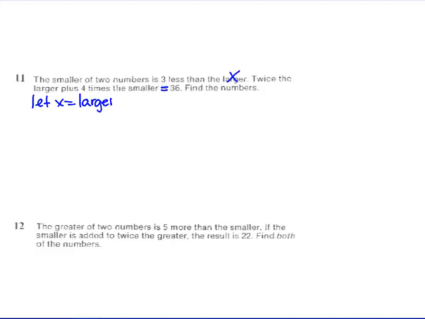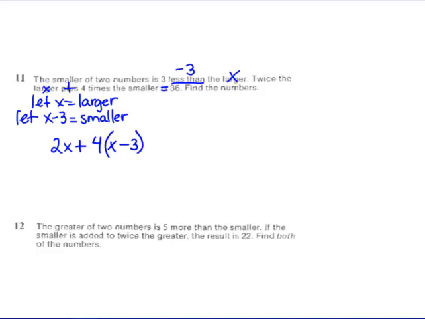Let x equal the larger. That's the thing I know least about. And the smaller is 3 less than, well, 2 words that mean subtract, so that's minus 3. 3 less than the larger, so that's easy. Well, x minus 3 equals the smaller. Now, got to do something with these let statements. Twice the larger, I called the larger x. So twice larger x plus 4 times the smaller, oh, parentheses, because it's not one thing, it's 2 things. It's an x minus 3, it's an expression, is 36.